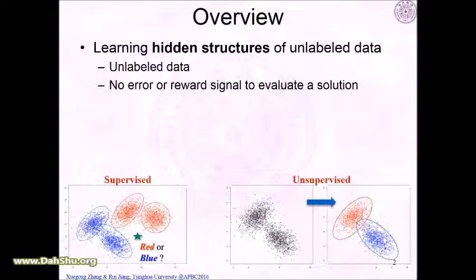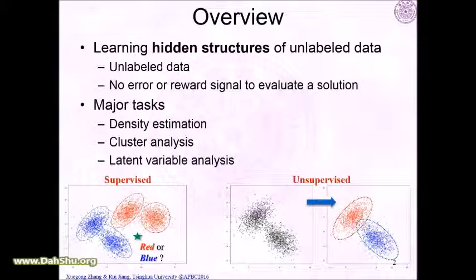So the two properties for this task are that we don't have labeled data. All the data are unlabeled, and we don't have a way to calculate the error to reward or to penalize the method. For supervised learning, we have known labels, so we know what is correct and what is not correct. But for unsupervised, we just have a bunch of data. We want to identify underlying structures in the data, which may be classification or maybe other types.